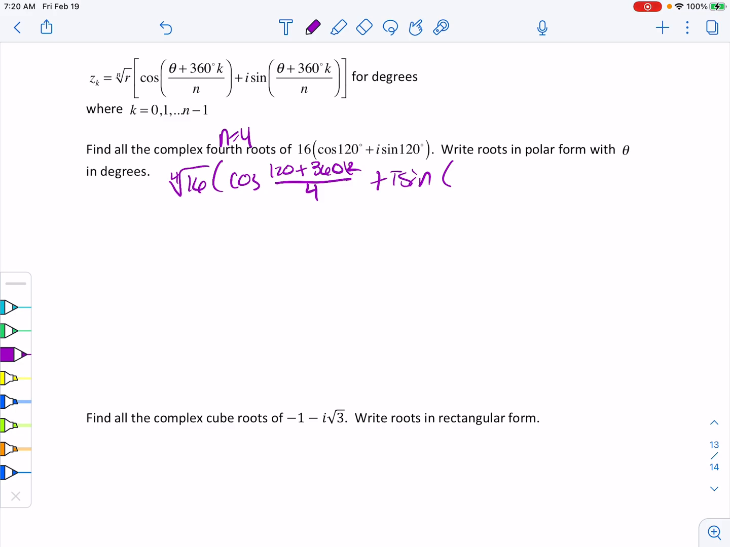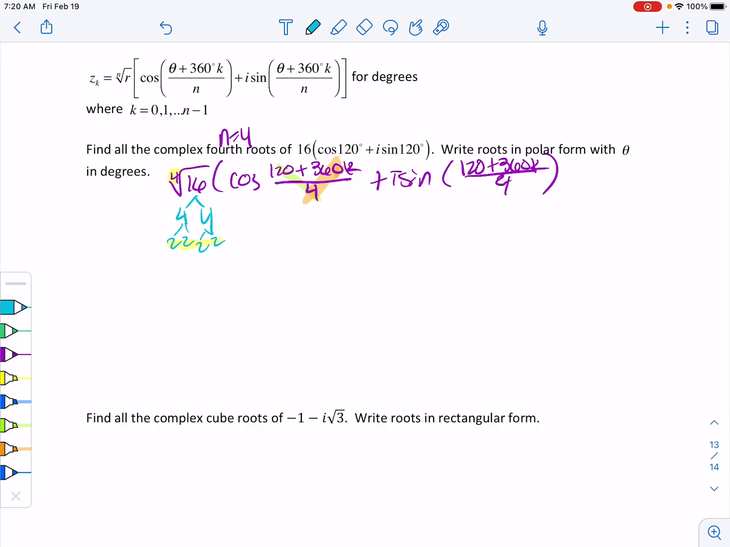If we simplify our 16, that gives us 4 and 4, and then that breaks down to 2 and 2 and 2 and 2. Because it's the fourth root, we need groups of 4, so we have a group of four 2s. And then I like to simplify each part of this individually. So I like to take the 120 divided by 4 and then the 360k divided by 4 and simplify that part, and then use that to help me plug in the k values.